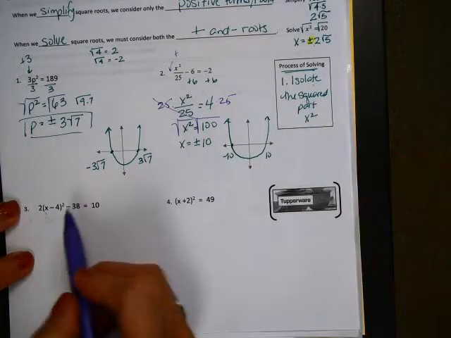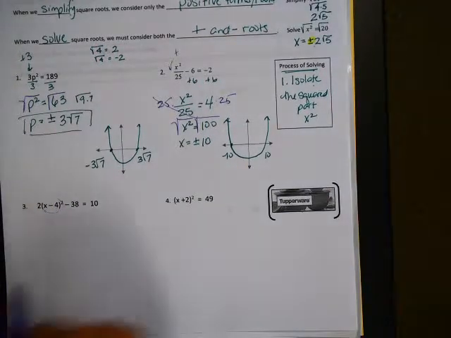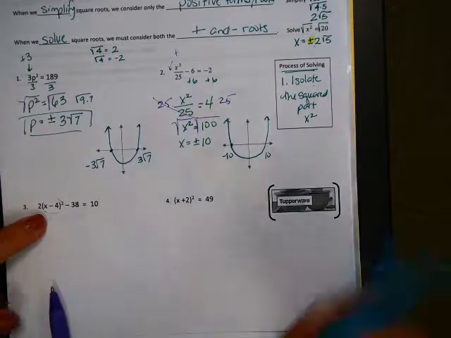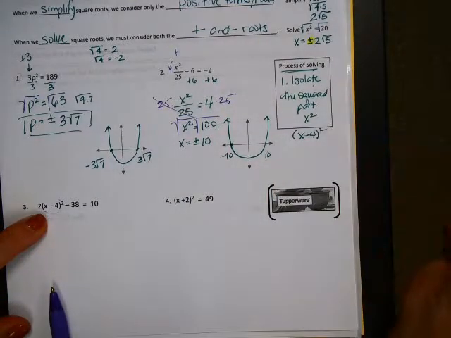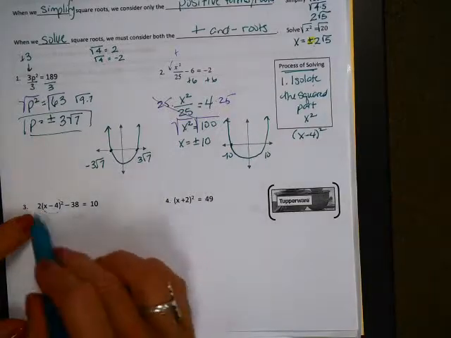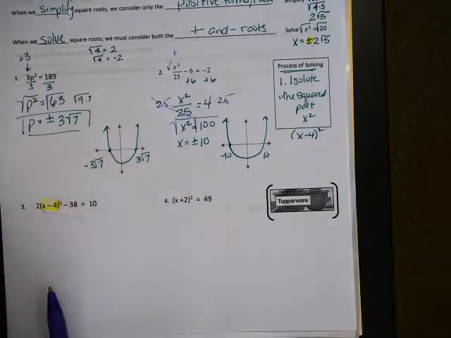Now look at this one. My squared part is the whole thing. So in this particular problem, my squared part isn't just an x, it's an (x minus 4) squared. So that means I want to get rid of everything that's outside this part. Get rid of it first.